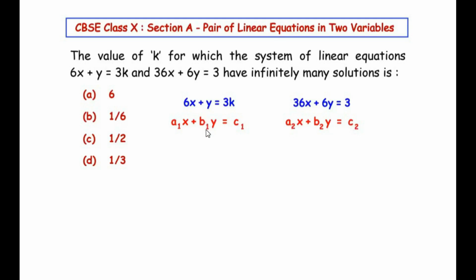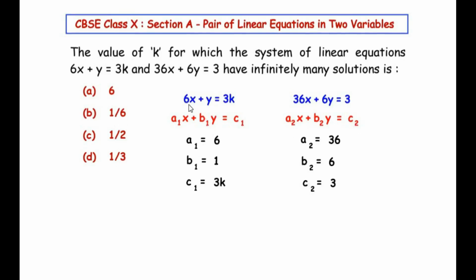So by comparison, we can write here a1 will be equal to 6 because it is the coefficient of x, b1 will be equal to 1 because it is the coefficient of y, and c1 is equal to 3k because it is the constant. Similarly, a2 will be equal to 36, b2 will be equal to 6, and c2 will be equal to 3. Now once we have got these values, let us write down the condition for coincident lines or infinitely many solutions.